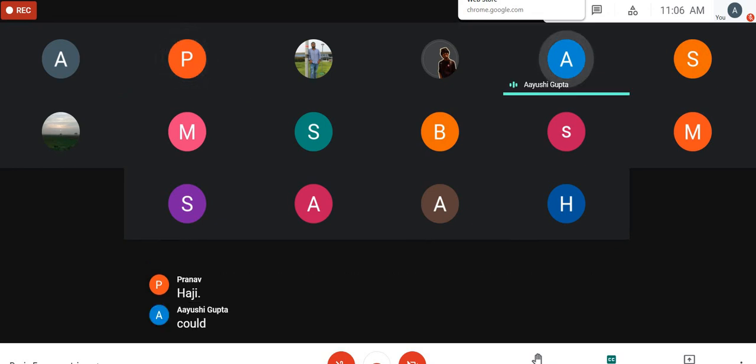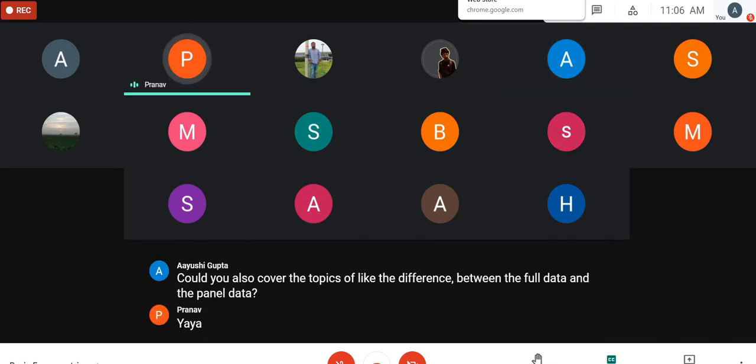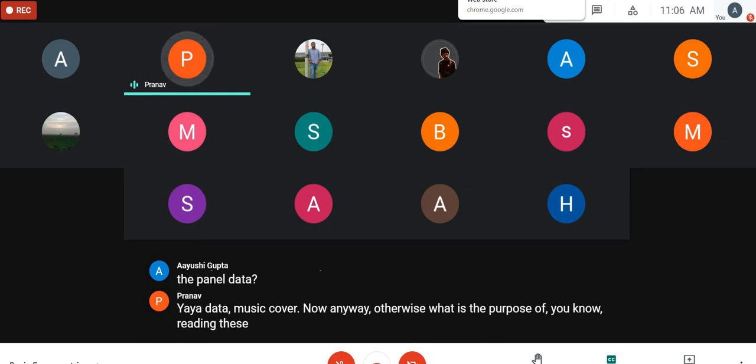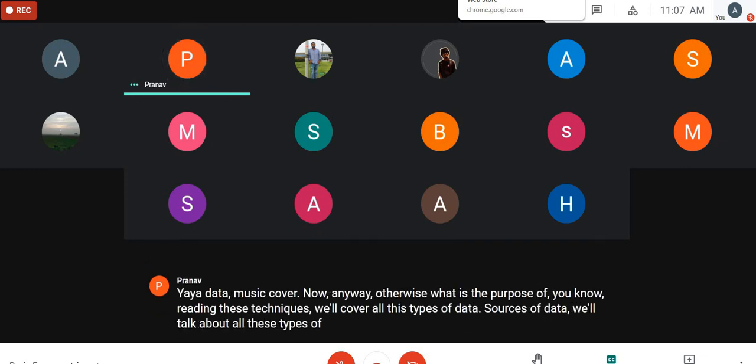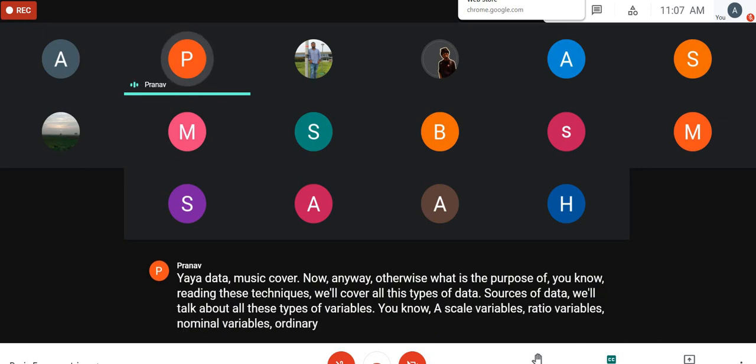Could you also cover the topics of the difference between pooled data and panel data? Yeah, I will have to cover data anyway. Otherwise, what is the purpose of reading these techniques? We'll cover all these types of data, sources of data. We'll talk about all these types of variables: scale variables, ratio variables, nominal variables, ordinal variables. We will cover all this. Don't worry.